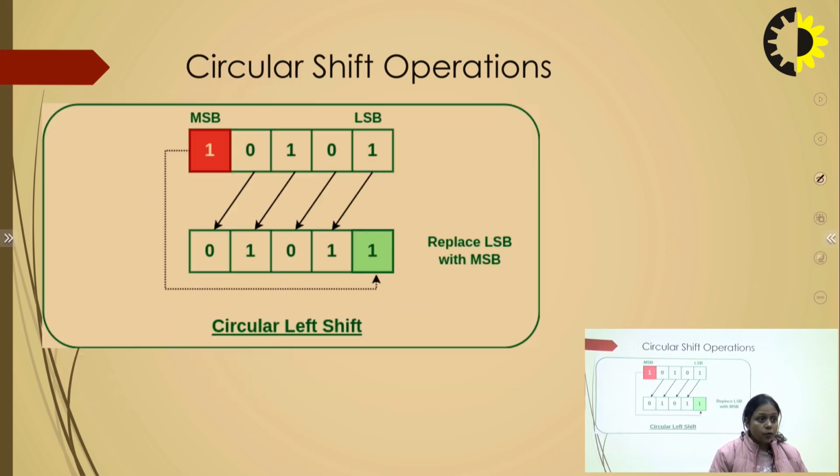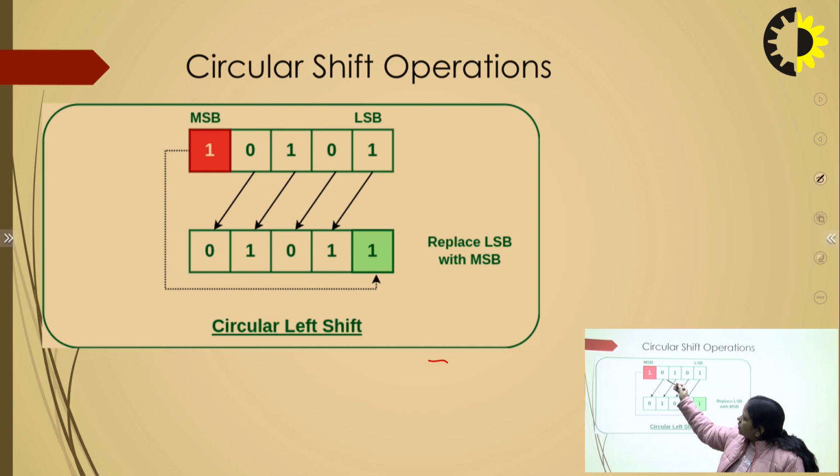Now next is the circular shift. Circular shift operation is different from the logical shift operation. How is it different? You can see here this is the MSB and this is the LSB. This is the number 10101. So when we have a circular left shift, when we shift the number, then in the logical shift operation this bit will be lost. But in this case, this bit will not be lost. It will be placed in the LSB. So this is also known as circular. That's why it is known as circular.